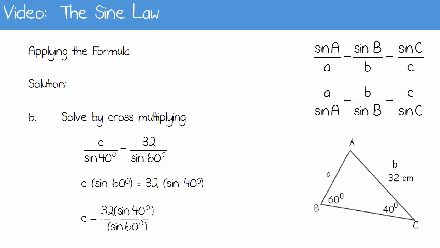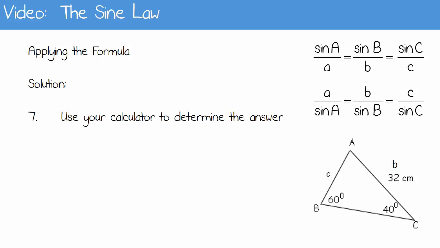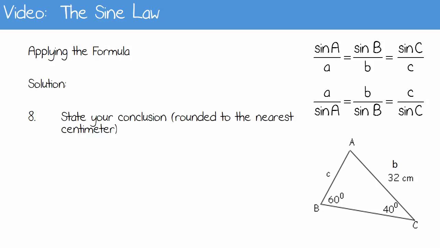c equals 32 times sine 40 degrees divided by sine 60 degrees. Use your calculator to determine the answer. c equals 32 times the sine of 40 degrees divided by the sine of 60 degrees, which equals 23.75. And now you want to state your conclusion rounded to the nearest centimeter. The length of side c is 24 centimeters.